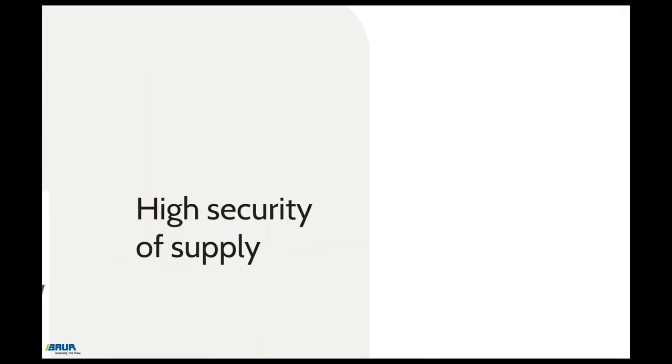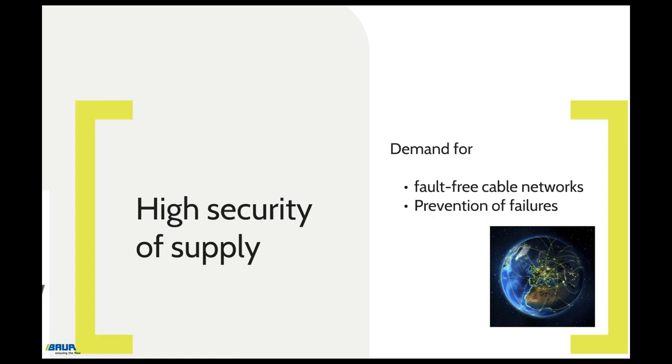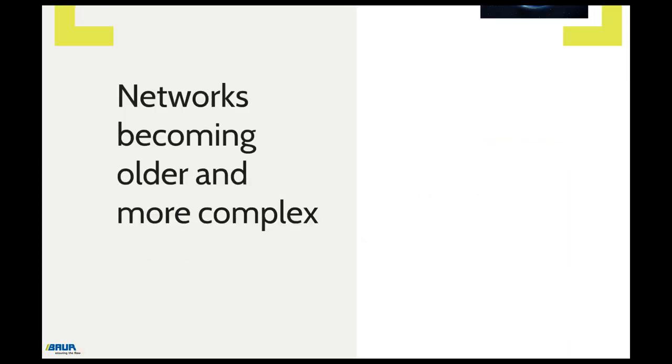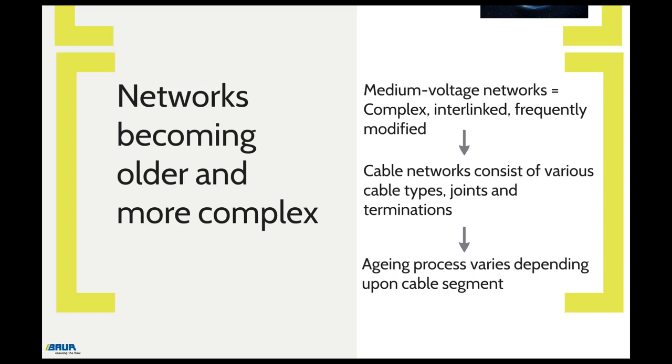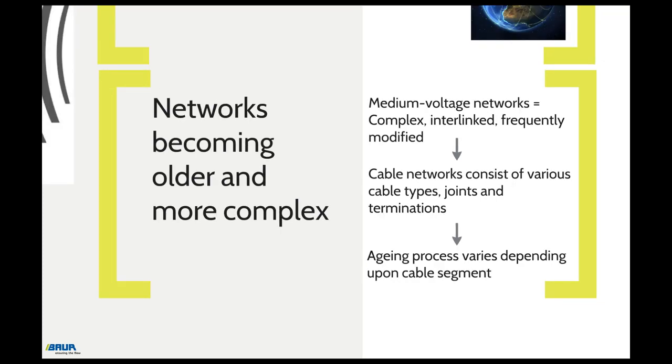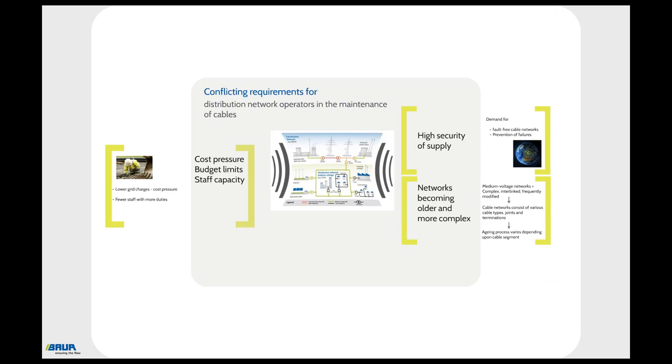At the same time, customer expectations regarding network quality and security of supply are rising. This results in a demand for cable networks that are always intact and fault-free, and for failure prevention. Medium voltage networks are also becoming increasingly complex. This leads to cable routes that incorporate a wide range of cable types, joints, and terminations. It also leads to different degrees of aging depending on the cable segments in question. These conflicting requirements can be resolved using condition-based maintenance. The data for this is supplied by cable diagnostics.